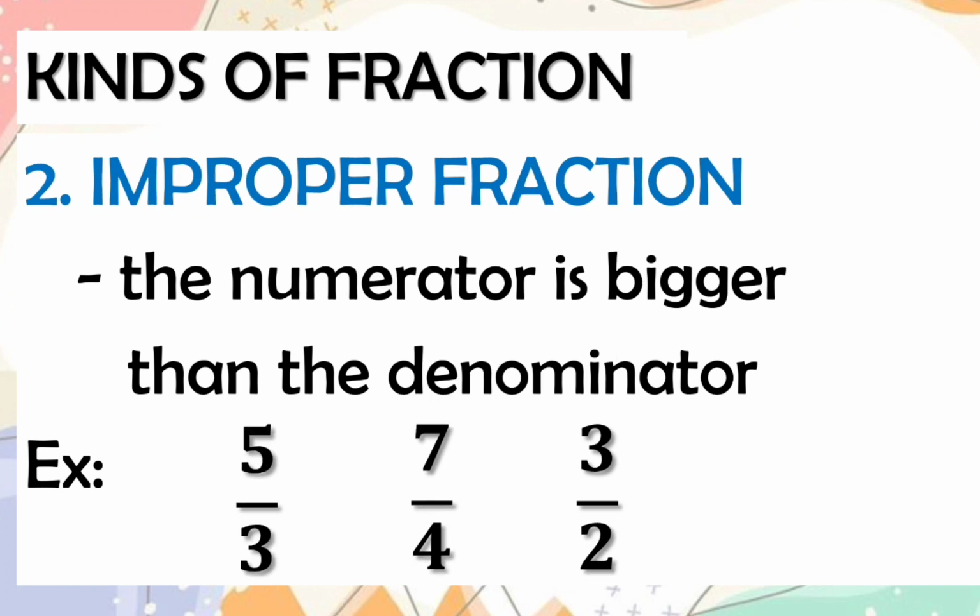Second kind of fraction is what we call the improper fraction. When we say improper fraction, the numerator is bigger than the denominator. For example, 5/3, 7/4, and 3/2. So in these examples, you can see that the numerator o yung number sa taas ng fraction bar ay mas malaki kaysa sa denominator, sa number sa baba. So kapag ganito ang case ng fraction, this is what we call the improper fraction.